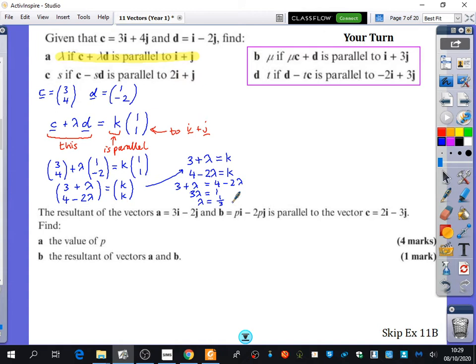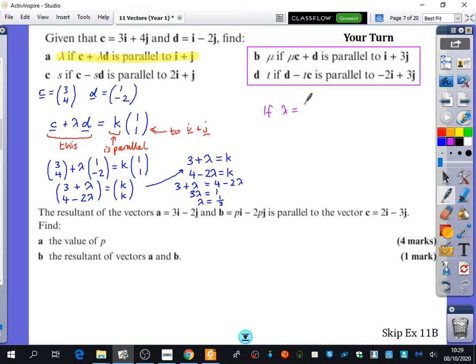Now let's go back to the question. You don't need to write this bit down because I'm going to run out of space. Let's go back to what this question was. Let's go back to this bit with the numbers, and we're going to put in when lambda is a third and see what it is, and you're going to see why it's parallel. Don't write this bit down unless you've got some spare space.